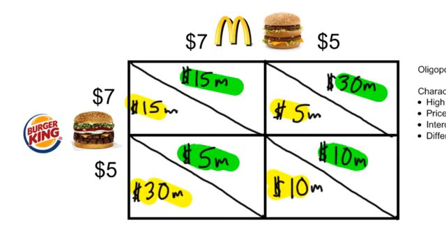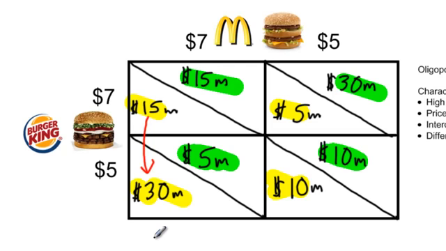Let's look at the upper left-hand corner, for example. Let's assume that both firms are currently selling their hamburger meals at $7 a piece, and both firms are enjoying high economic profits of $15 million. The question is, will Burger King wish to lower its price to $5? Well, let's see what happens when one firm lowers its price and the other one keeps its price the same. As we can see, if Burger King lowers its price and McDonald's keeps its price high, Burger King can expect to go from earning $15 million to earning $30 million.